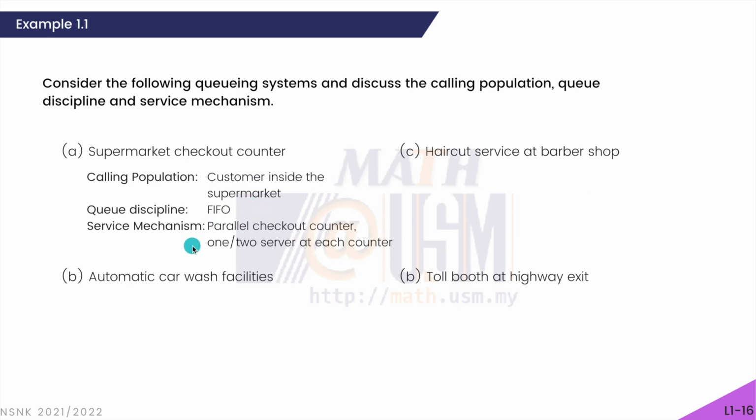The service mechanism is parallel checkout counters, where you have 1 or 2 servers at each counter. For B, C, and sorry, this should be D, you can try and discuss the calling population, queue discipline, and service mechanism. There are no right or wrong answers. Basically, you just need to describe the possible situation at each of the queuing systems.